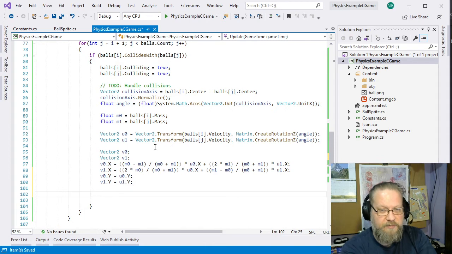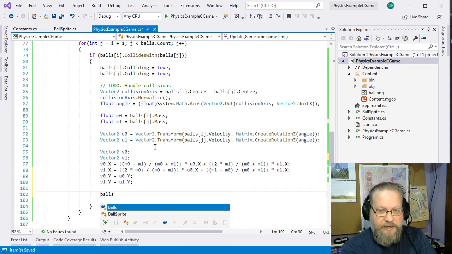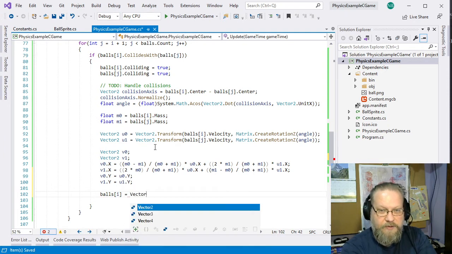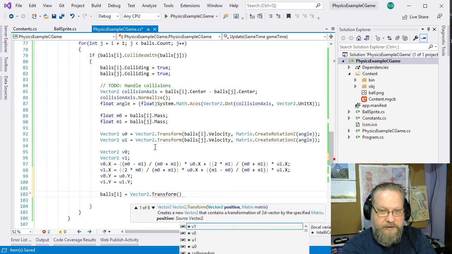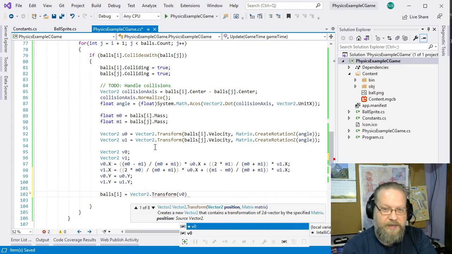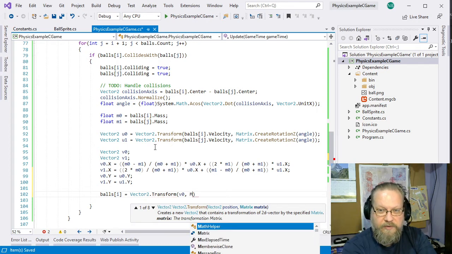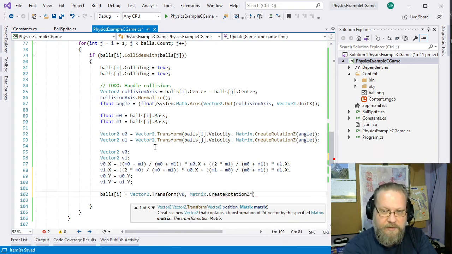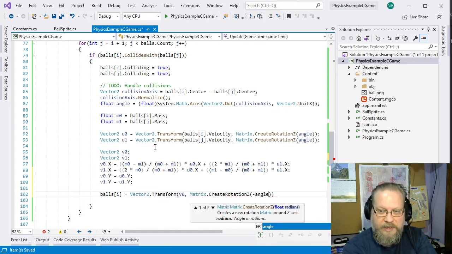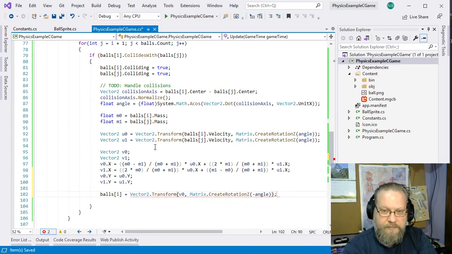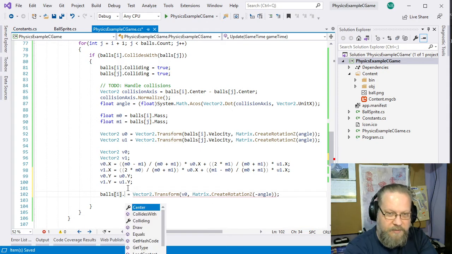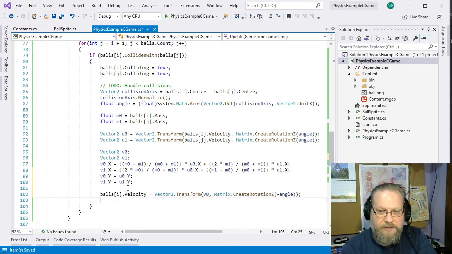Now, that does mean that we have to move the coordinate system back. And so we'd say ballsI's velocity is going to be Vector2.Transform. We're going to take our newly computed velocity v0, and we will transform that back by creating a rotation in the z direction. This is going to be the inverse of the angle we used to get here, so negative angle. Oh, not the ball, but the ball's velocity. So this is the updated velocity.